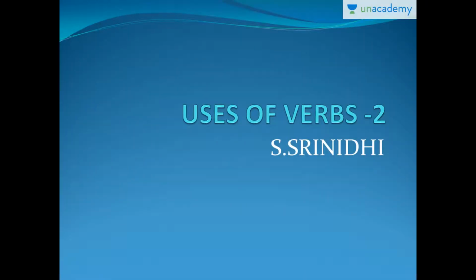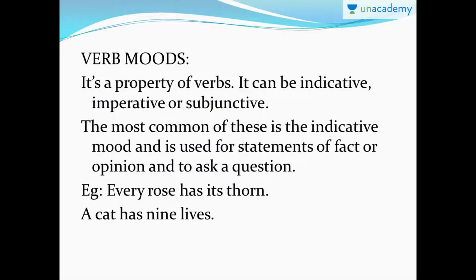Hey guys, we're in the continuation of lesson 4, which is uses of verbs. So in that lesson we learned what is a verb, the difference between an action verb and a non-action verb, and also we saw the verb tenses. So in this particular lesson we're going to learn more about the mood of the tenses. Okay, so verb mood is a property of a verb. It can be indicative, imperative, or subjunctive.